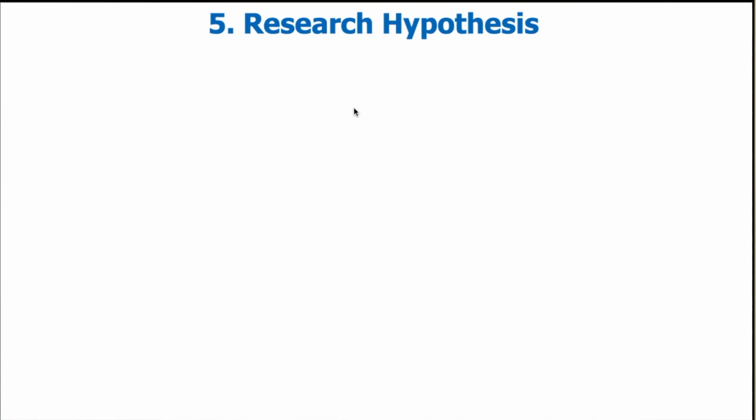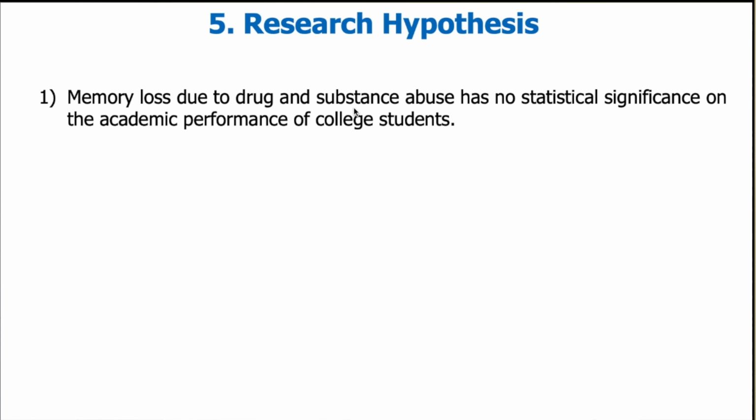So this is an example of a hypothesis. Remember, this is a hypothesis, which is null hypothesis, abbreviated as H0. You say memory loss due to drug and substance abuse has no statistical significance on the academic performance of college students. Remember, we have said that they need to be negative. So we say has no statistical significance. So we are starting from the negative side and saying memory loss does not affect academic performance. So memory loss due to use of drugs does not affect academic performance. So we need to go and do research to prove ourselves right or wrong.